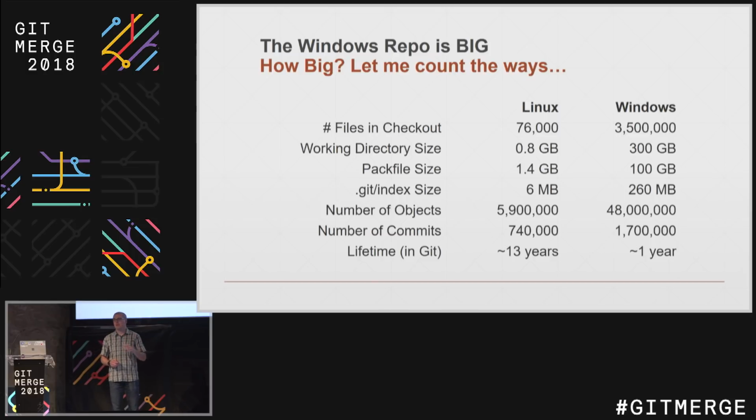There's also 48 million objects in the repo. 1.7 million of them are commits. So there's a lot of places where we're an order of magnitude larger than the Linux repo. The only one we're not is how long we've been around. This is only about 1 year of history in active development, while the Linux repo has been around for 13. So that's a lot of activity very fast.